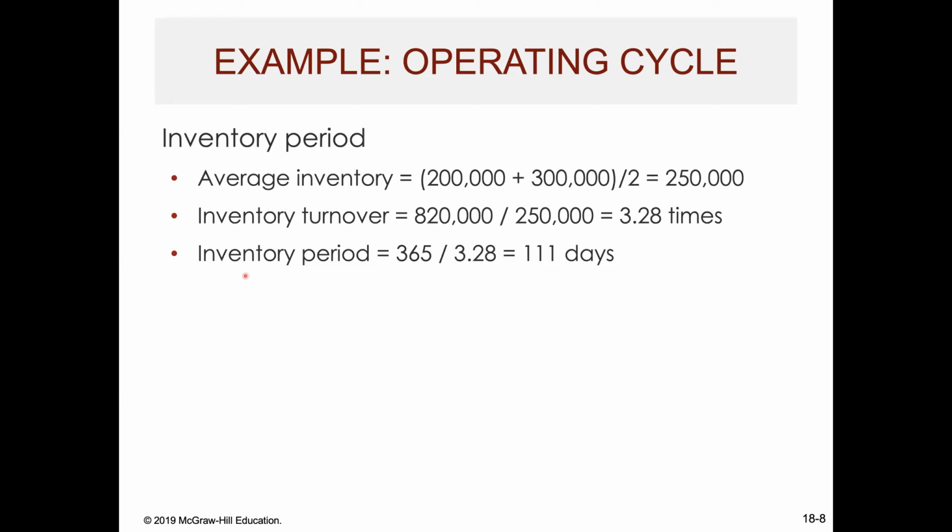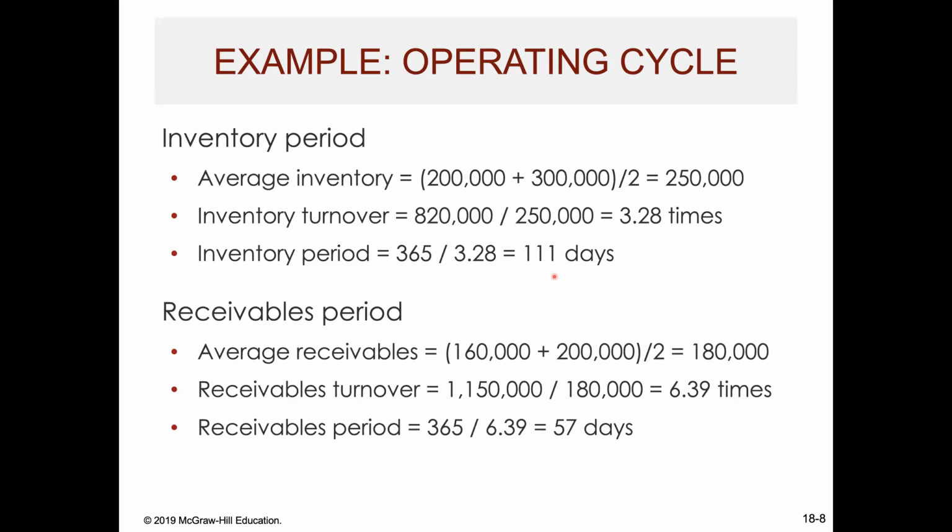So for the inventory period, we take 365 days, divide it by the inventory turnover, and we get an inventory period of 111 days. So when we purchase inventory in this company, it typically will sit in inventory for 111 days.